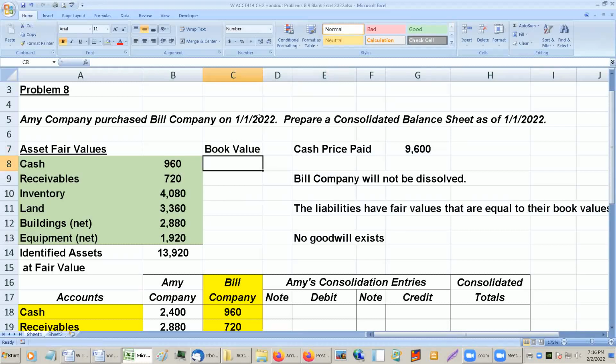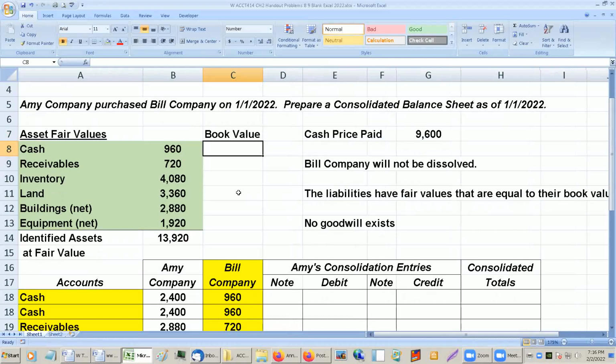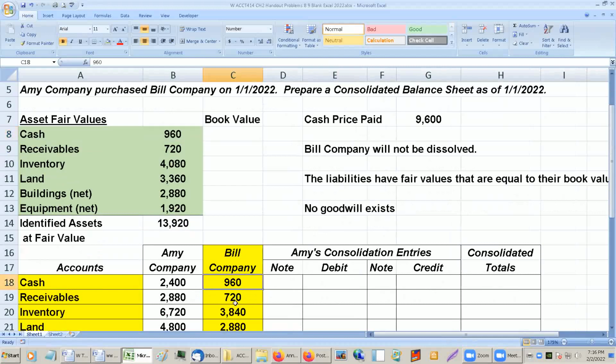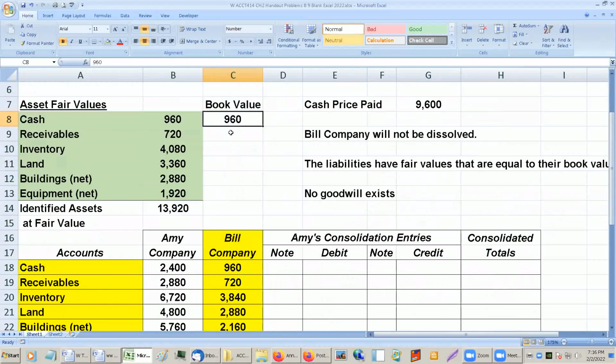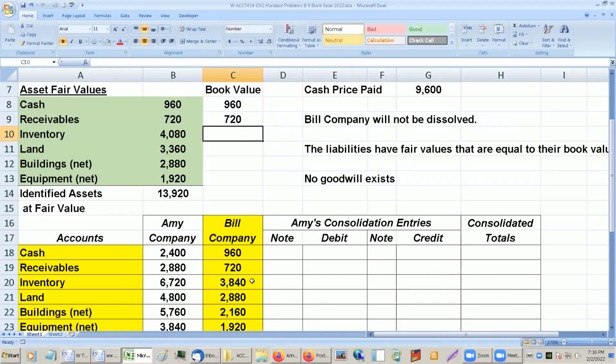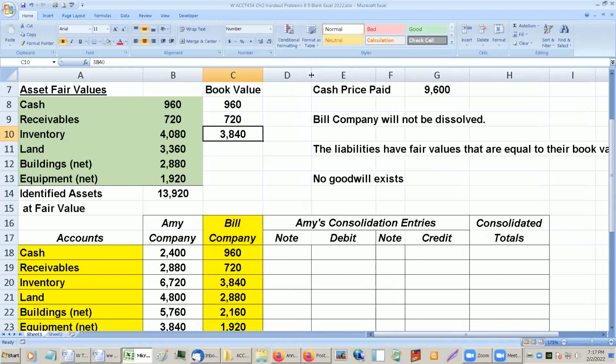You don't have to put this in there, but this is kind of how we're going to show it here. You notice that Bill Company, you know, for the most part, these are all the same. Book value for cash is the same. Accounts receivable is the same. We get to inventory though, and the book value is $38.40. So we have excess assets here.